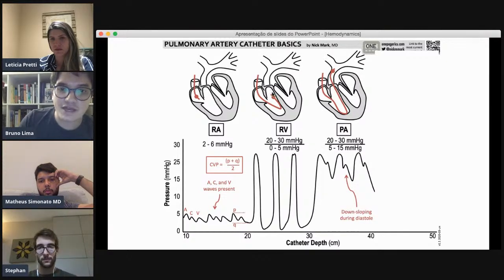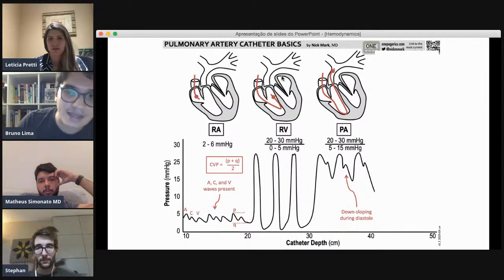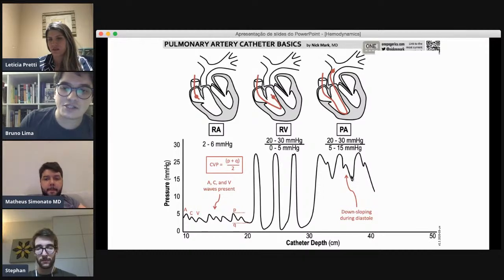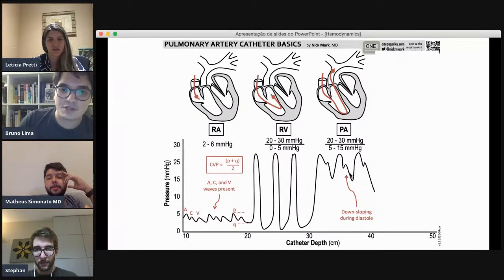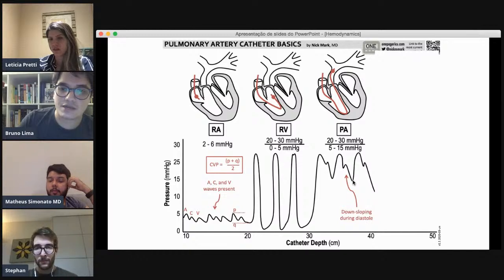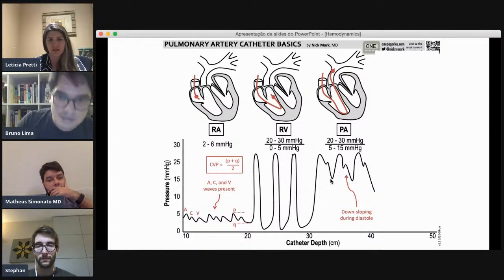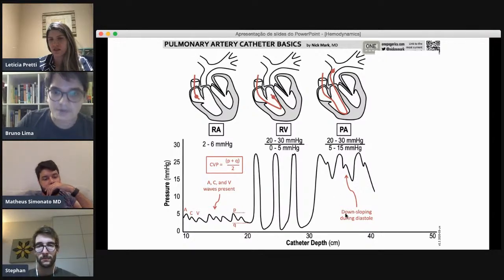And as you advance it to the PA, you're going to start seeing this dicrotic notch here. This is pretty much the valve closing, so it prevents the pressure here from getting further down, just like in the RV. If you have some incompetence in the valve, a pulmonary insufficiency, this number here should drop. Okay.